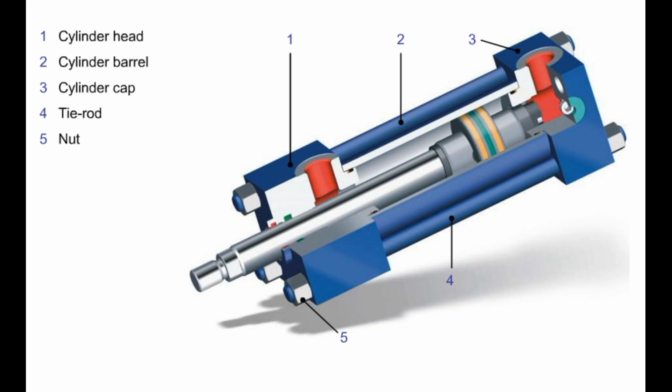Tie rod cylinders are characterized by their especially compact design. They are often used in transfer lines and machining centers. Typical industries are machine tool and automobile industries.